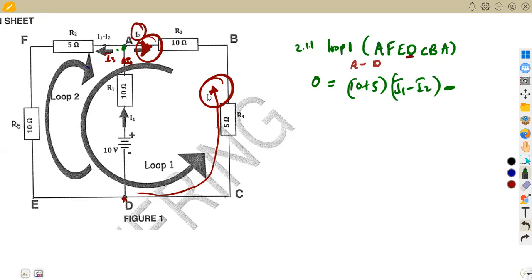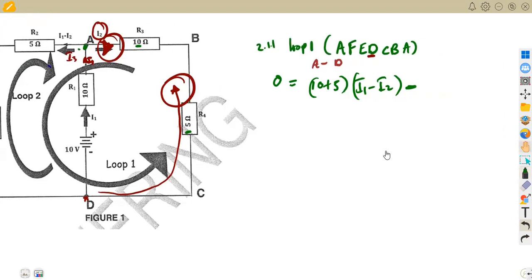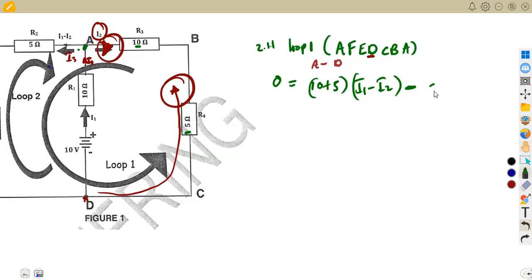But the condition is not going to change: current times resistance. You add our resistances, 5 ohms and 10 ohms, since these are in series. So you have 5 plus 10 times the current, which in this case is I2, the same current flowing, but it is going to be negative because the direction we are taking opposes the direction of current. All right, so that's our equation.